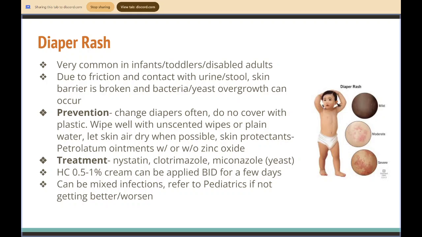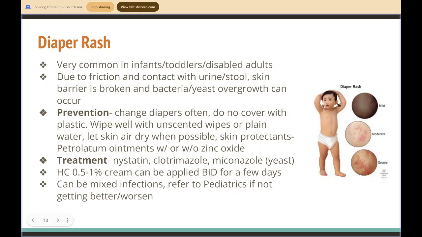Good. Our next topic is going to be diaper rash, and it's very common in infants, toddlers, and disabled adults. So remember the spectrum of age, both the young and the old. I left off elderly, but remember that. Due to friction and contact with urine and stool, the skin barrier is broken and bacteria or yeast overgrowth can occur. On the right side, you'll see a picture of a cute child, and then mild, moderate, and severe.